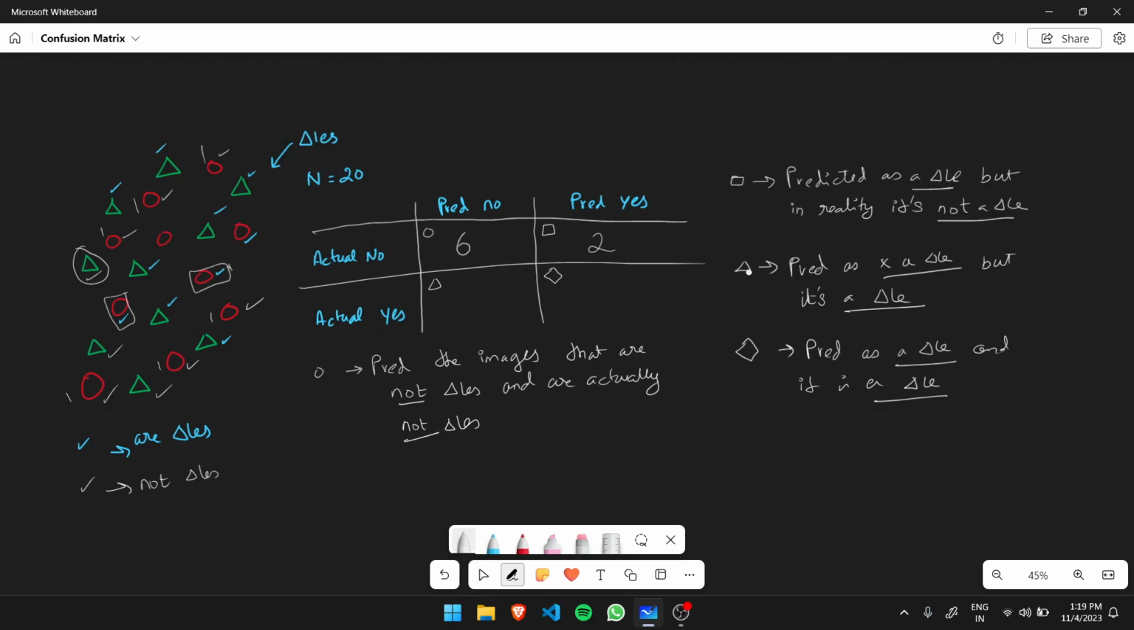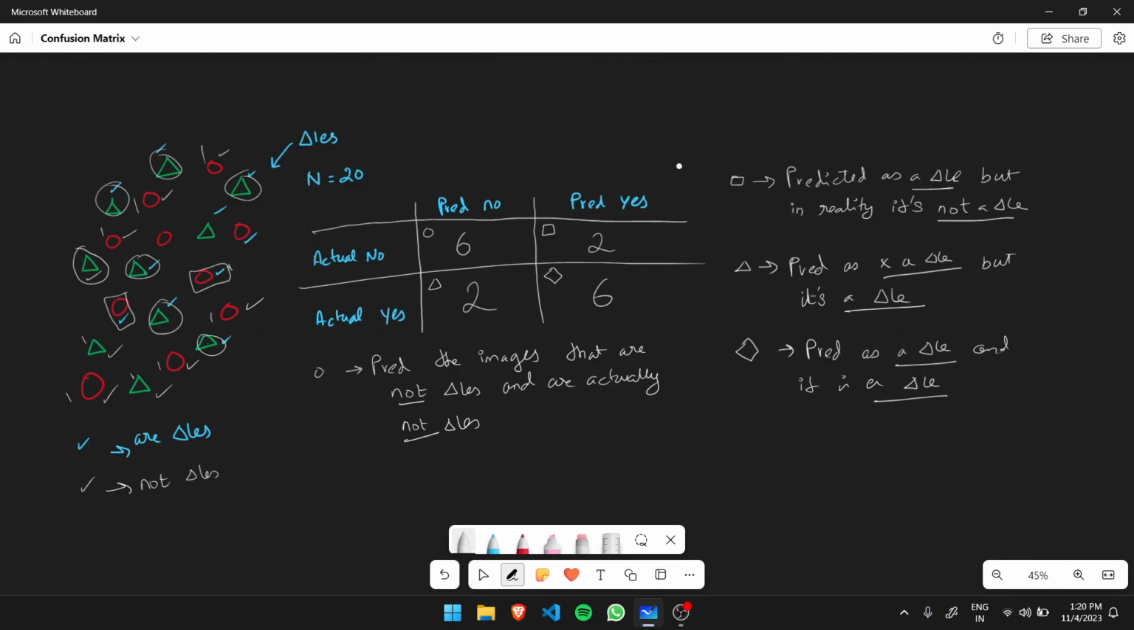Now for the triangle, predicted as not a triangle, but it is a triangle. So look at the white ones here, and we have to look at the ones that are marked white, but they are triangles. So white triangles. You have 1, you have 2, and that's it. So 2 is going to come here. Now for a diamond here, it predicted as a triangle and it is a triangle. So look at the blue check marks. So we have 1, 2, 3, 4, 5, 6. Perfect. 6. This is how you fill your confusion matrix.